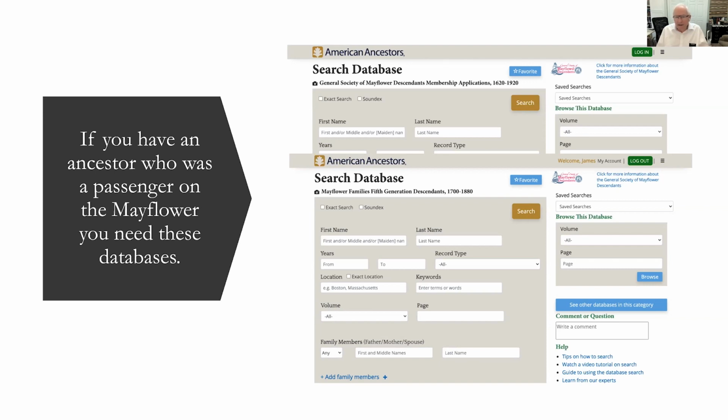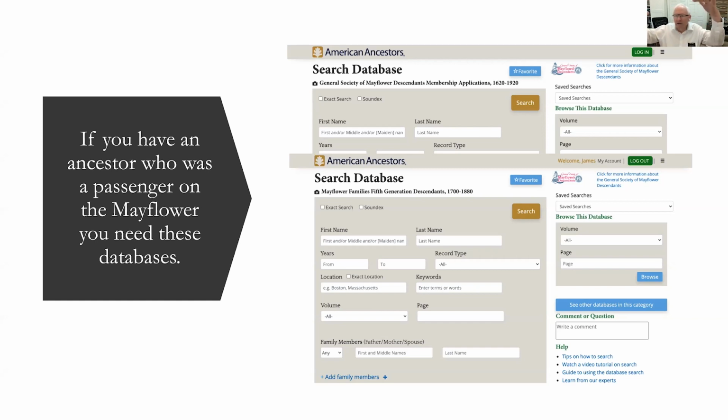But the people who survived were the ones who had descendants. Obviously, if they didn't survive, they didn't have any descendants. That's pretty obvious. But the General Society of the Mayflower Descendants has been working for well over 100 years to find and document every single passenger and all of their descendants for 5 generations down.